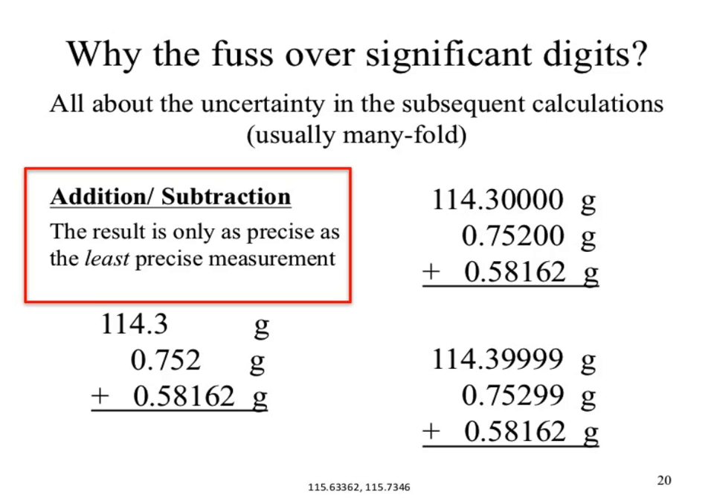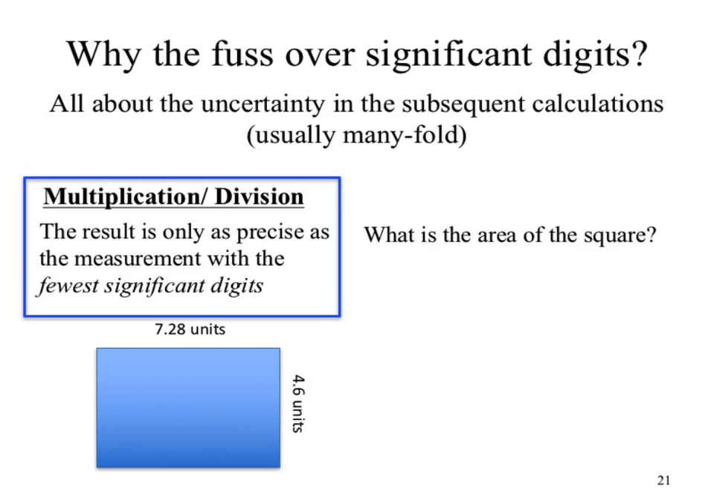Well, that's not too bad, right? Everybody okay with that? Right. What happens if we do a different operation? How about multiplication and division? What is the area of that? I know it's not a square. I should probably fix that at some point. What is the area of that rectangle?